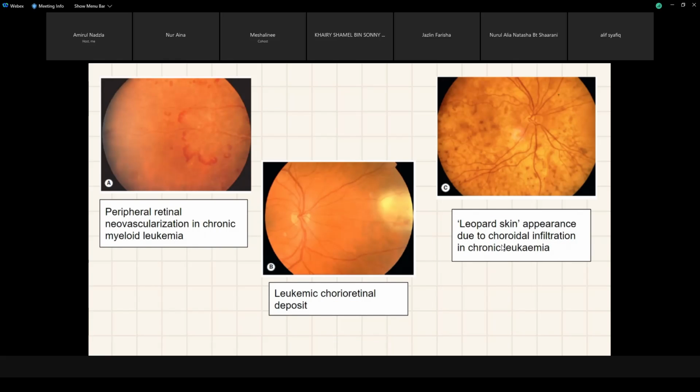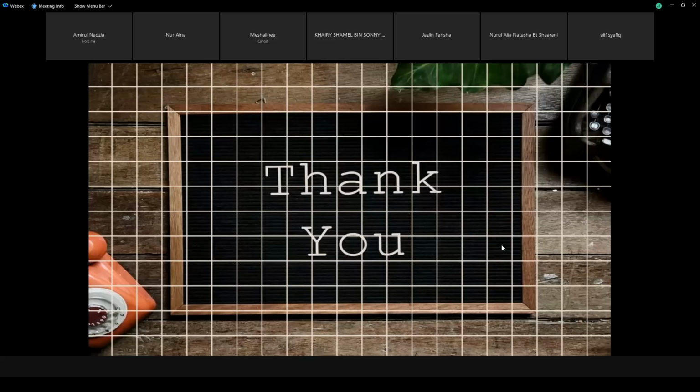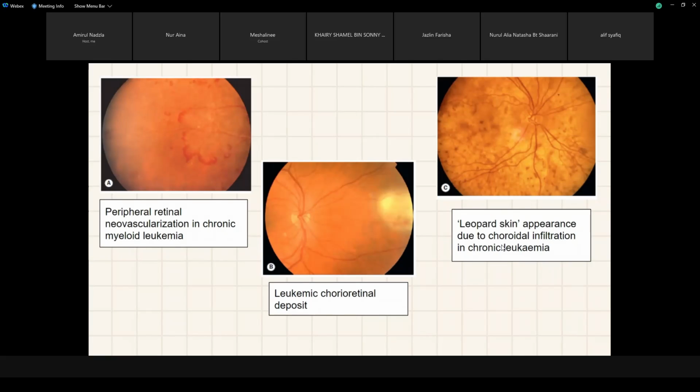So the first picture shows the peripheral retinal neovascularization in chronic myeloid leukemia. For neovascularization, it was recognized that angiogenic factors secreted from the tumor may play a role in its pathogenesis. Picture B shows the leukemic chorioretinal deposit, and picture C shows the leopard skin appearance due to choroidal infiltration in chronic leukemia. I think that's all from us.